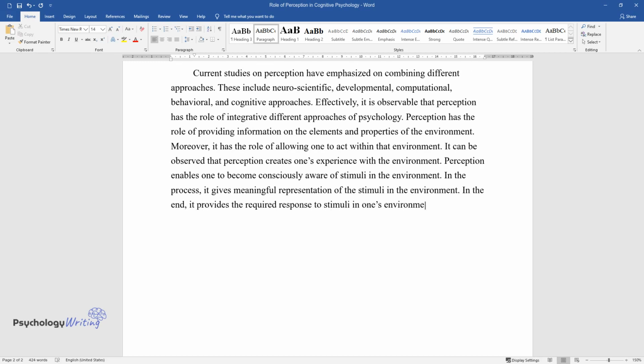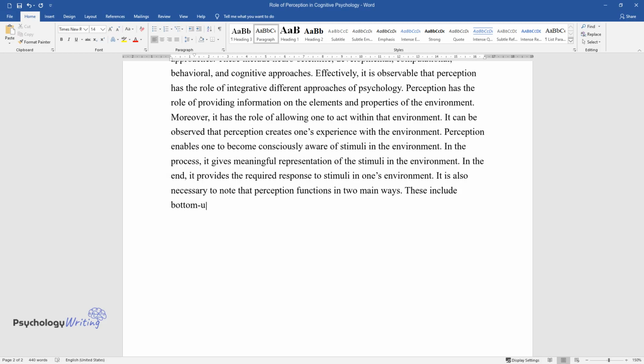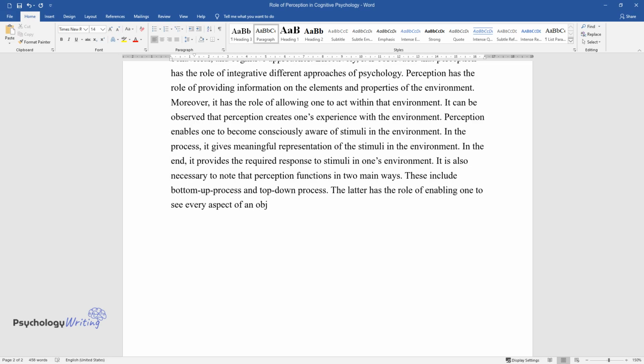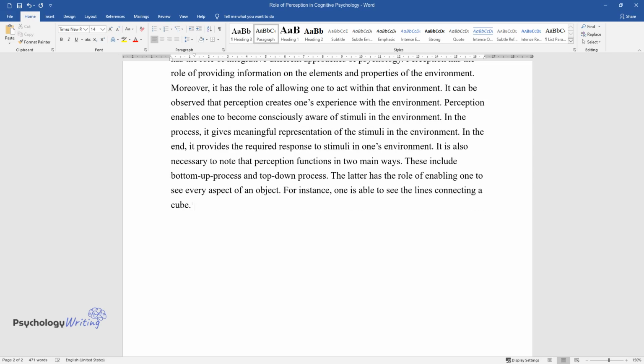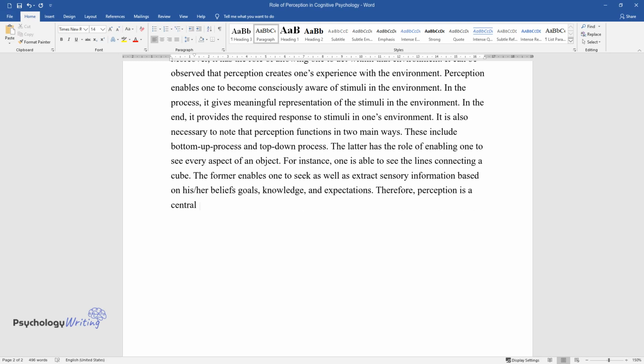It is also necessary to note that perception functions in two main ways. These include bottom-up process and top-down process. The latter has the role of enabling one to see every aspect of an object. For instance, one is able to see the lines connecting a cube. The former enables one to seek as well as extract sensory information based on his/her beliefs, goals, knowledge, and expectations. Therefore, perception is a central part of cognition.